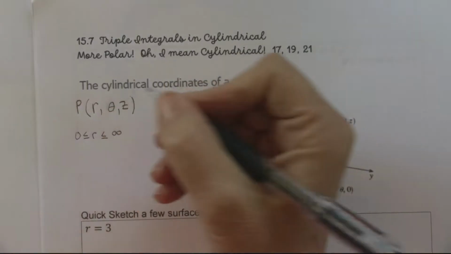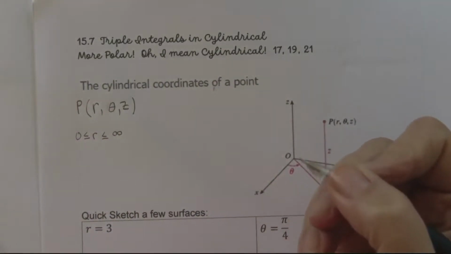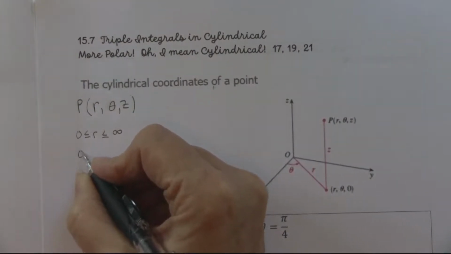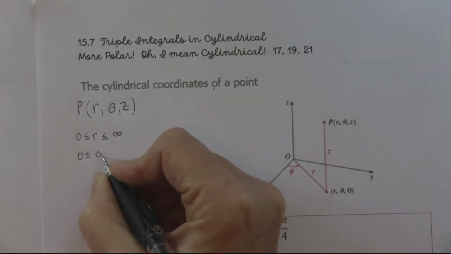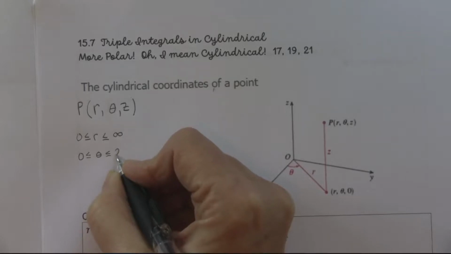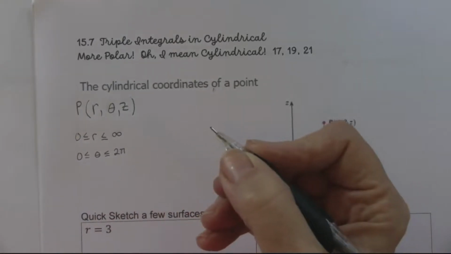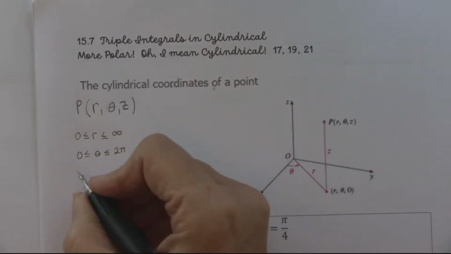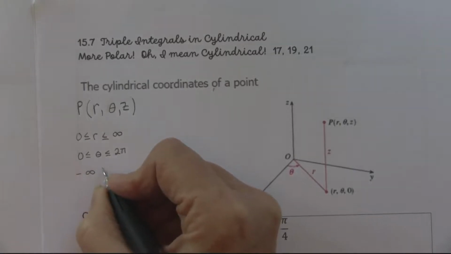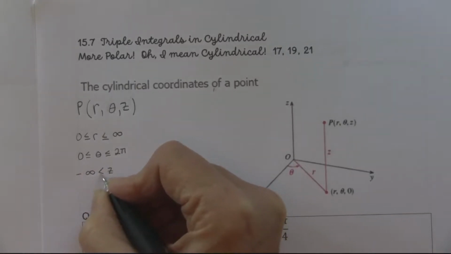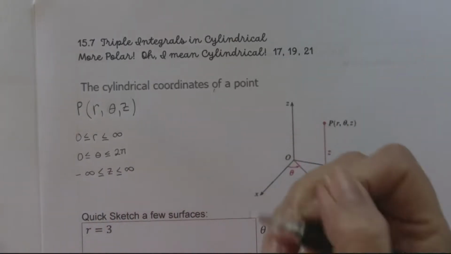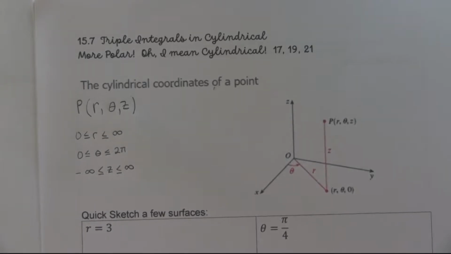Theta is the second coordinate in cylindrical coordinates, and theta needs to be a number between 0 and 2 pi. And then z, like r, is allowed to be anything. Now, r had to be positive. Z can be from negative infinity. I don't really know about the equals there. My friend put equals there, so I'm putting equals there too. But z can be anything. Any real number is okay for z.